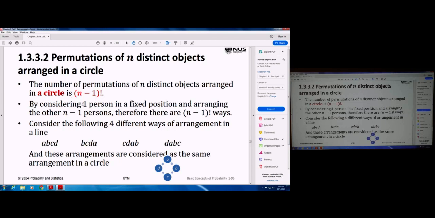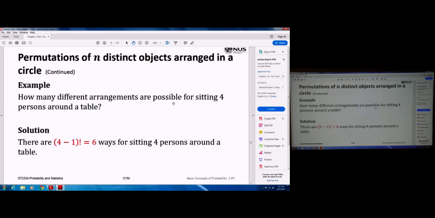You consider a person fixed, and then you have n minus 1 people left over, so there are n minus 1 factorial possible ways of arranging them. That's why you get n minus 1 factorial, not n factorial. It's in a circle. If you don't understand it, take 3 rather than 4, which is a bit too many, and try this exercise, and you'll get n minus 1 factorial. If that's the case with 3, you can generalize it to the more general case.